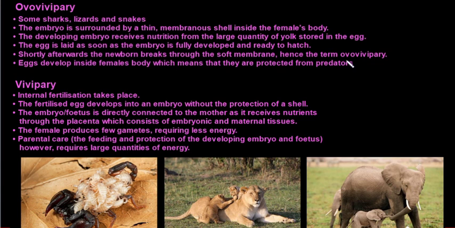So this section has to do with development in the egg, and then vivipary has to do with live birth. Then the eggs develop inside the female's body, which means that they are protected from predators. Okay, so the predators can't reach them unless they kill the parent.